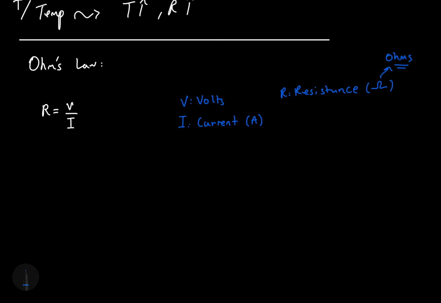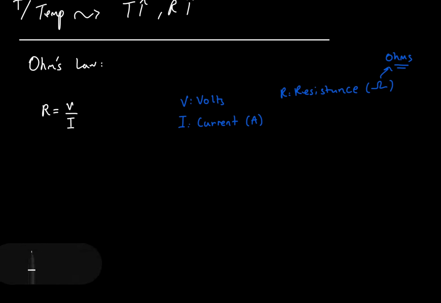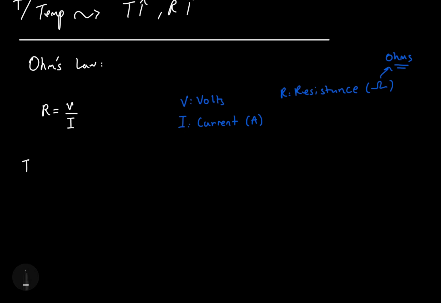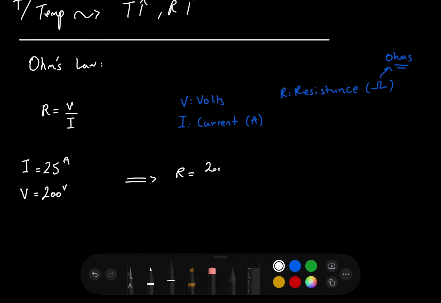Now, one simple question would be something like, what is the resistance if the current is 25 amperes and it is connected to a 200 volt battery? So resistance is going to be 200 volts divided by the 25 ampere. So 200 divided by 25 would simply give us 8 ohms, and that would be the answer.